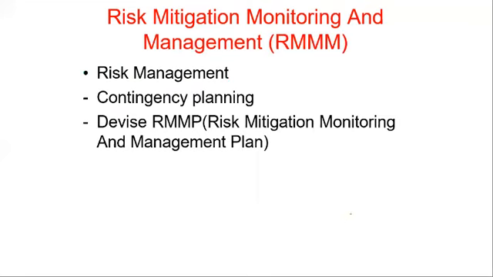Then within risk management, you're going to go for contingency planning, where actions need to be taken when the particular risk is active, or if your mitigation plans fail, then what you're going to do. And you're also going to focus upon devising the RMMM plan, that is the risk mitigation, monitoring, and management plan. This is in detail. You're going to identify what happens when the risk takes place, how you're going to control that, how you're going to recover from that. This whole plan needs to be made.